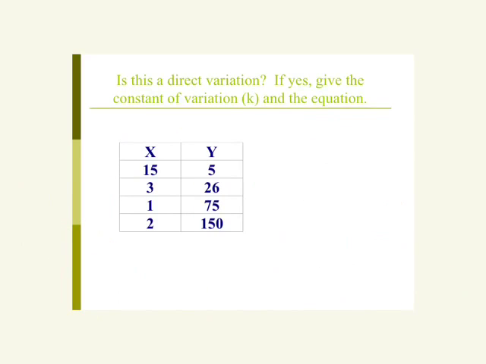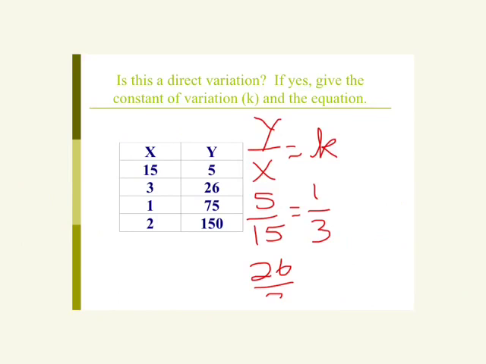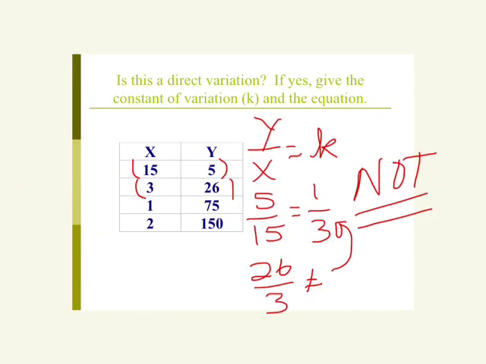Now, is this a direct variation? Again, we have to see if y divided by x is equal to a constant k. So I have 5 divided by 15. Both divide by 5 evenly, and I get 1/3. Now I have to check 26 over 3. I can see right away that that's not going to equal that. Since right away I have an ordered pair that doesn't match, I know that this is not a direct variation.